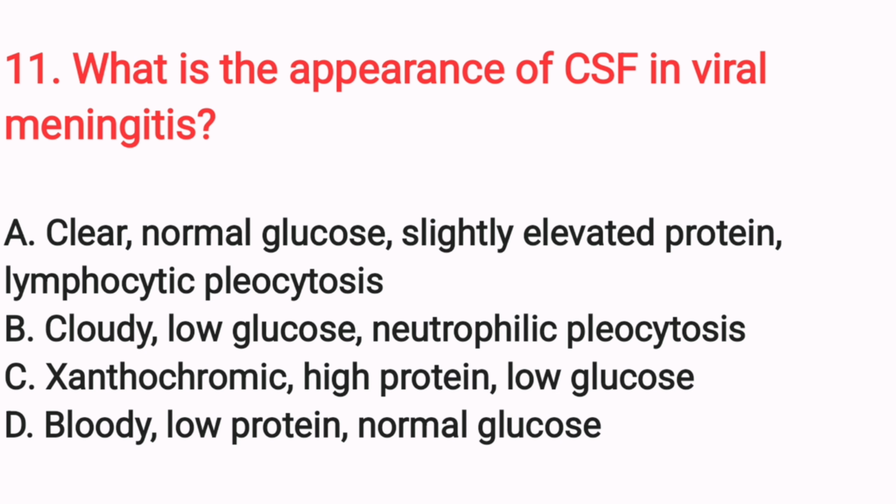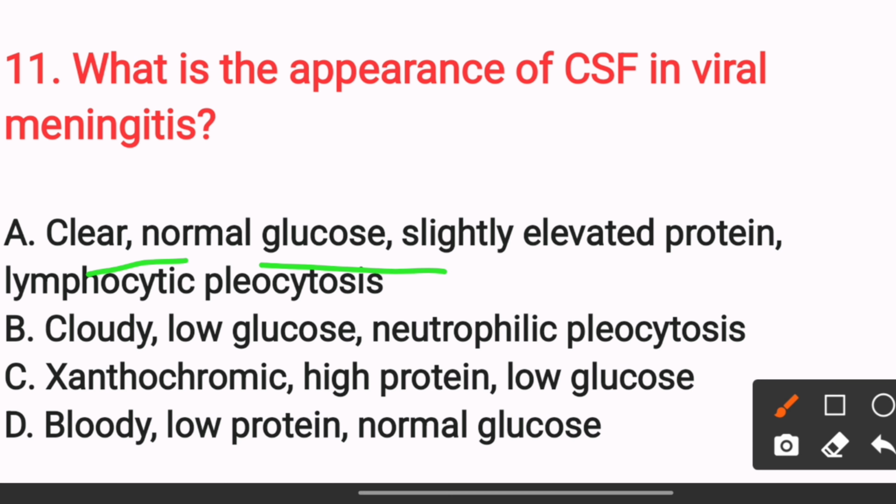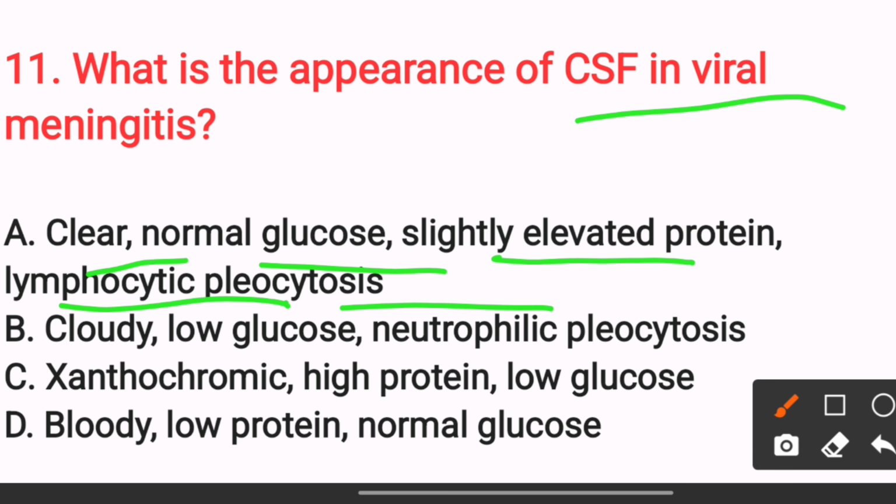Option C, xanthochromic, high protein, low glucose. Option D, bloody, low protein, normal glucose. The answer is option A, clear, normal glucose, slightly elevated protein and lymphocytic pleocytosis is the appearance of CSF in viral meningitis. Viral infection generally causes lymphocyte predominance and normal glucose level. So answer will be option A.